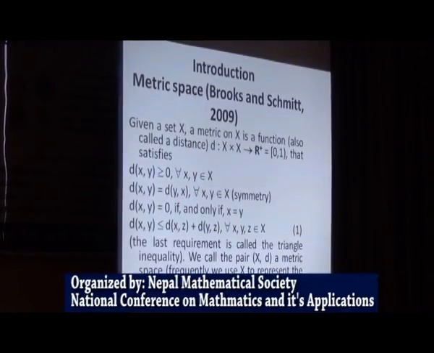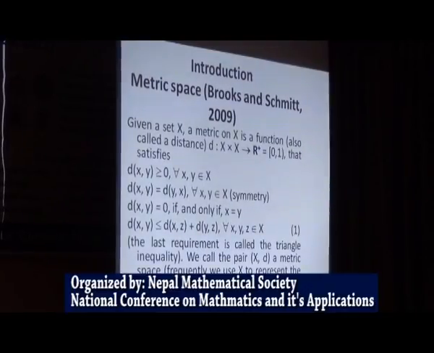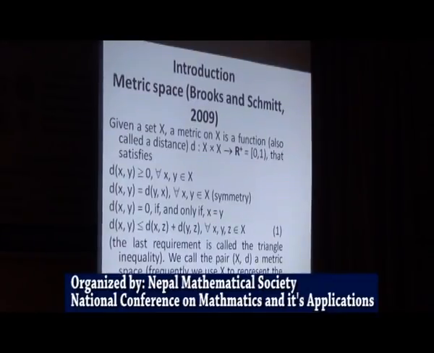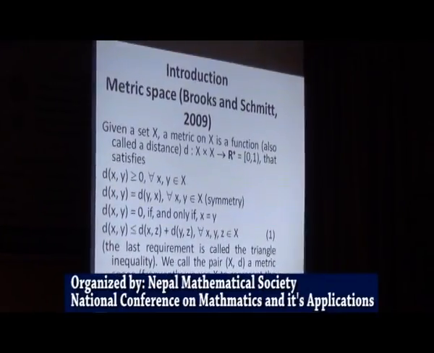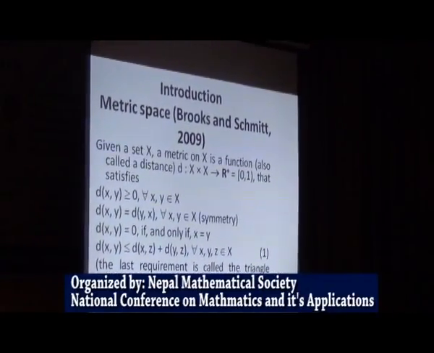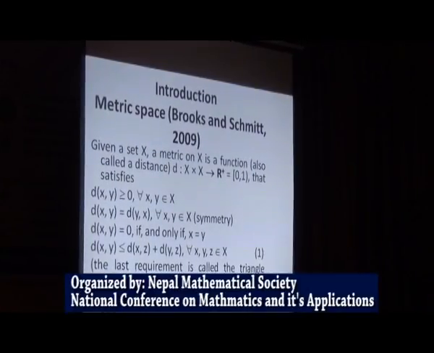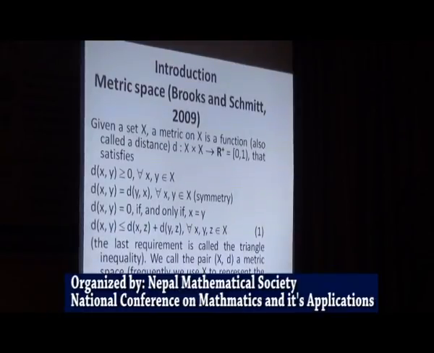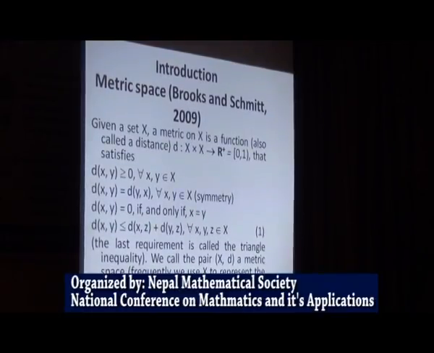And the last one is d(x,y) is less than or equal to d(x,z) plus d(y,z) for all x, y, z belonging to X. And the last requirement is called the triangle inequality, and we call the pair (X,d) a metric space. Frequently we use X to represent the pair from now onwards.